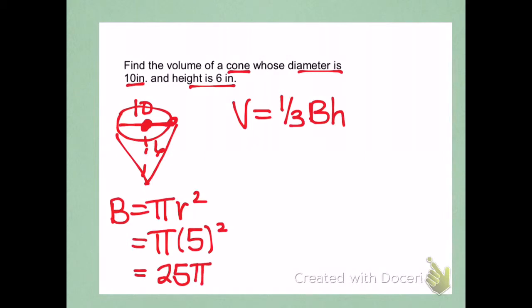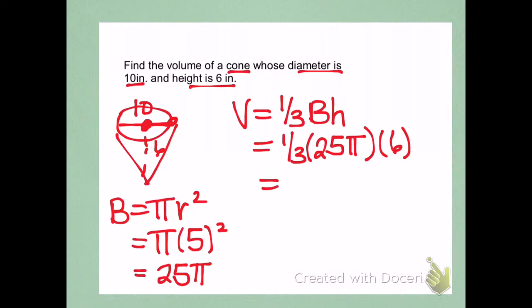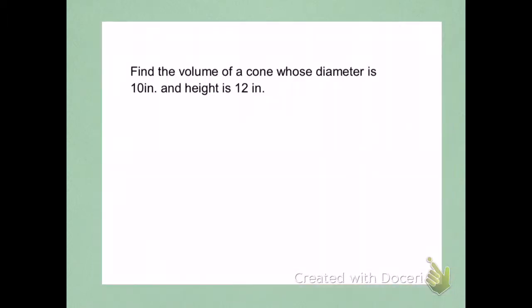So when I substitute it back into my formula, I know the area of the base is 25 pi. Don't forget to write your pi down. Over the height, which is 6. So to work that out, I multiply 1/3 times 25 pi times 6, and my answer is 50 pi. Now you work this one.